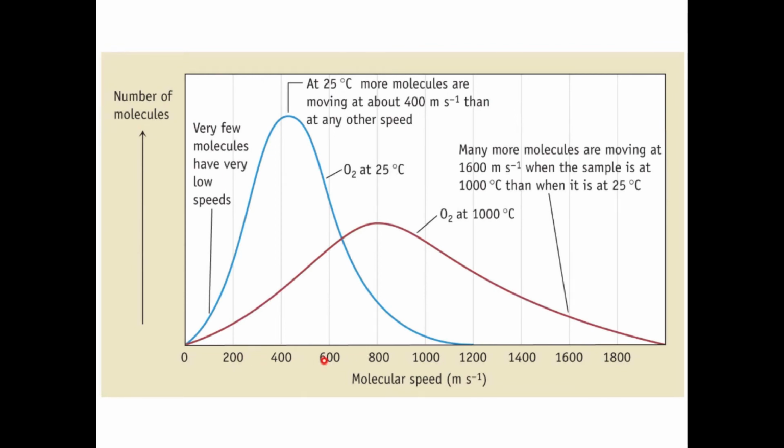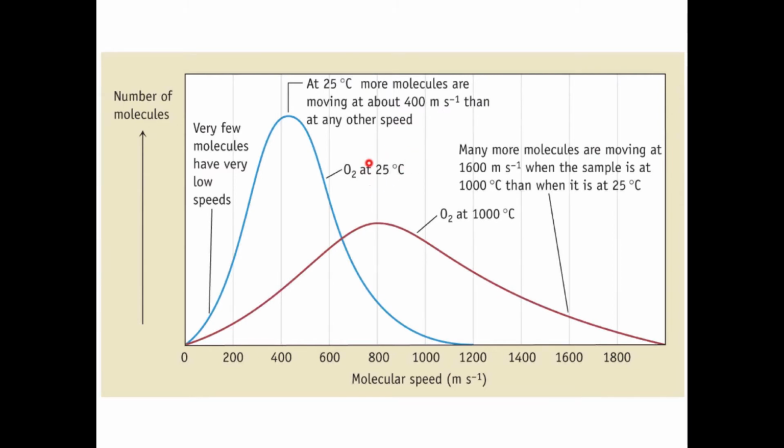We are also plotting along the horizontal molecular speed, and then on the vertical here, numbers of molecules. And what we're looking at is a blue curve, which corresponds to a sample of oxygen, specifically at 25 degrees. And then we have a red curve, which corresponds to that same sample of oxygen, but now much warmer at 1,000 degrees Celsius. And we see these same effects at play.